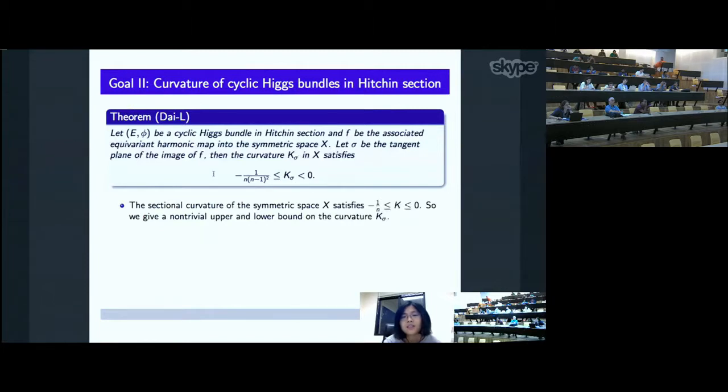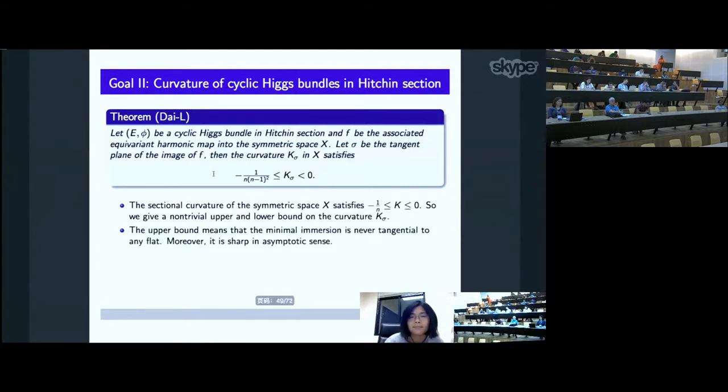So for this symmetric space, which is SO(n,C) quotient SU(n), it has a sectional curvature from -1/n to 0. So we can compare our bounds K sigma in the theorem with this global bound for the whole symmetric space X. We can say that we obtain a non-trivial upper and lower bound on the extrinsic curvature K sigma. And the upper bound here means that this minimal immersion is never tangential to any flat in the symmetric space. And moreover, it is sharp in the asymptotic sense.